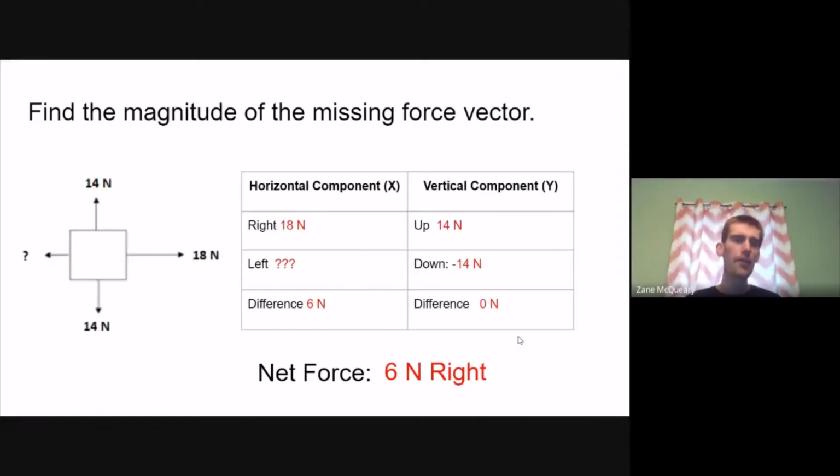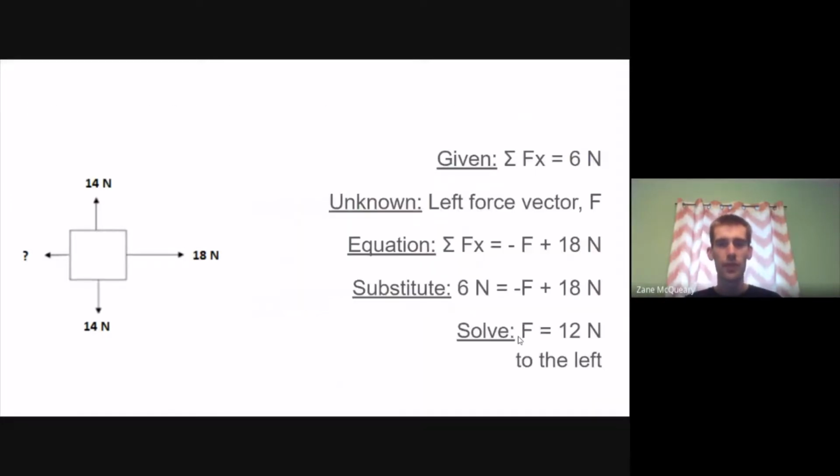Another example here with a missing force, this time it is to the left. We have a horizontal component, once again, that we're dealing with because the vertical components have a net force of 0. We have 18, and then we have something that we don't know that's working against it. That will equal 6 newtons to the right. So let's go ahead and set it up over here. Basically, we plug everything in over here, and we see that 12 is that missing number.